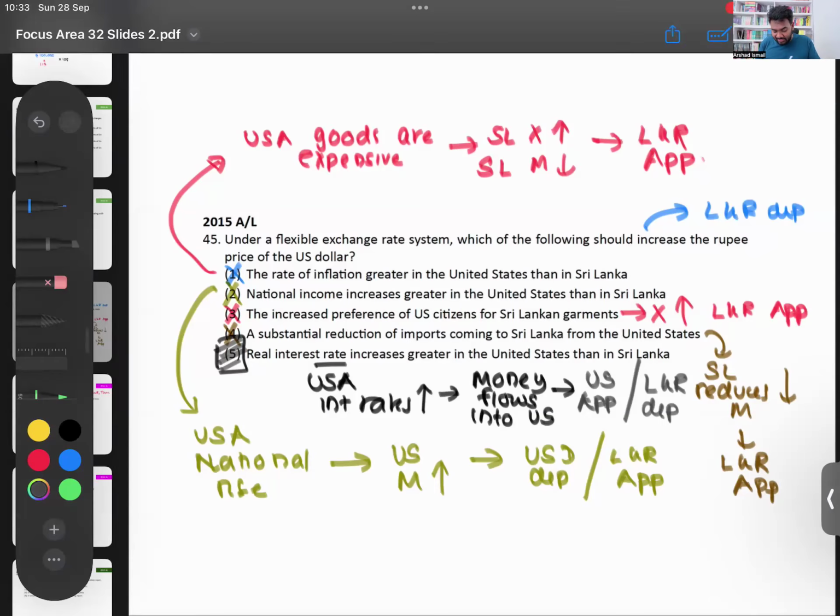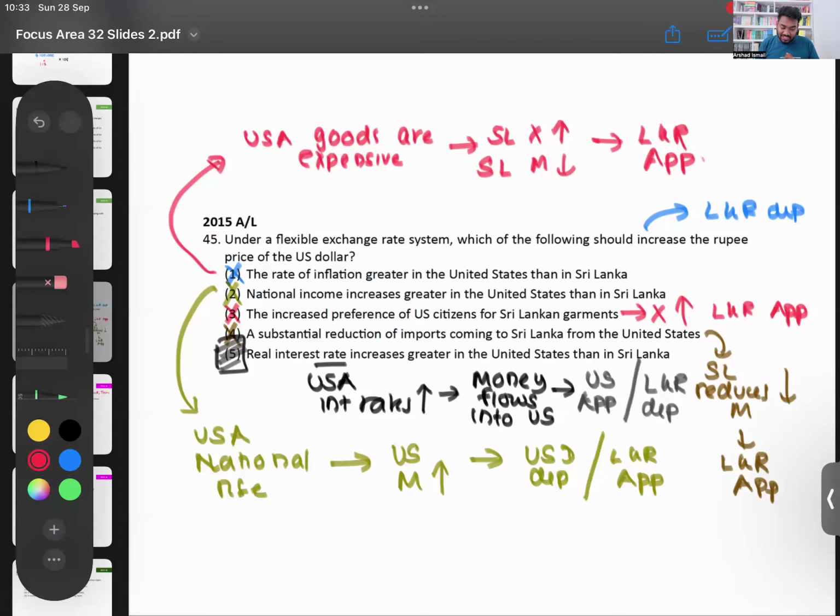Second answer, once again, if national income, remember there is a connection between national income and imports we talked about. So national income increases, you will import more and more. If in your country people's income goes up, you're going to buy a car, a laptop, a phone. So what does that mean? Your imports rise. That's what number 2 is. So US's national income increases, so US imports more and more. US's currency depreciates. Sri Lankan rupee uptake.